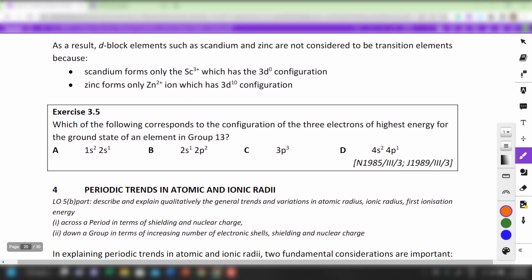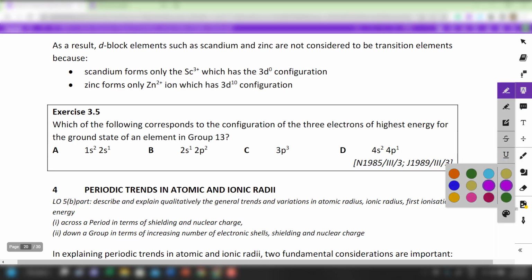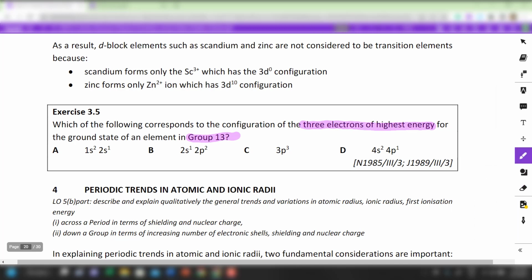Right, for exercise 3.5, that's the final exercise for section 3. Which of the following corresponds to the configuration of the 3 electrons of highest energy for ground state of an element in group 13? Some of the keywords: 3 electrons of the highest energy, element in group 13. First of all, we need to understand group 13.